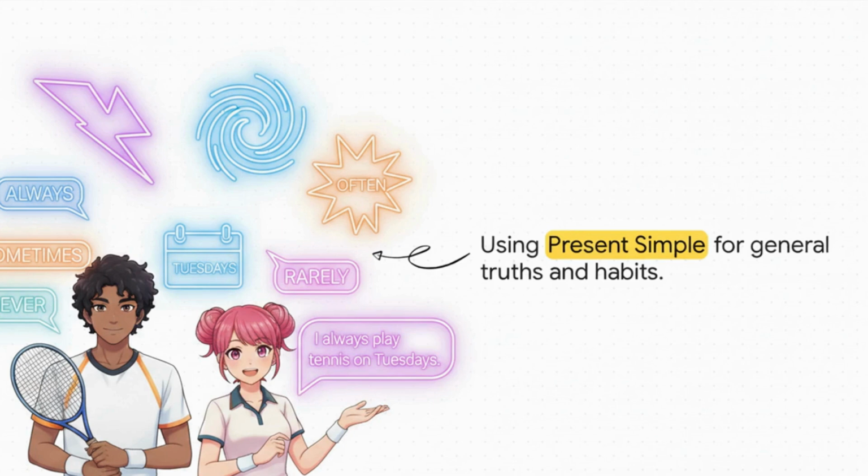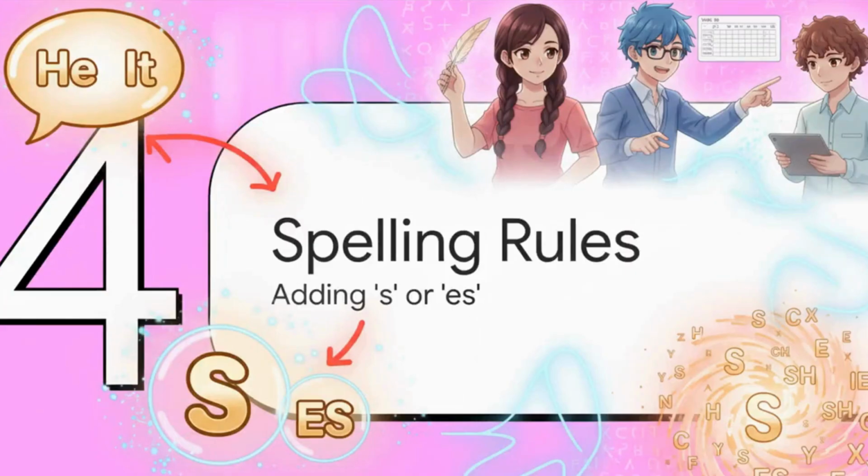If you say, I always play tennis on Tuesdays, you are firmly in present simple territory. Be sure to note the Dari translations provided for the days of the week here to really help reinforce that core vocabulary.